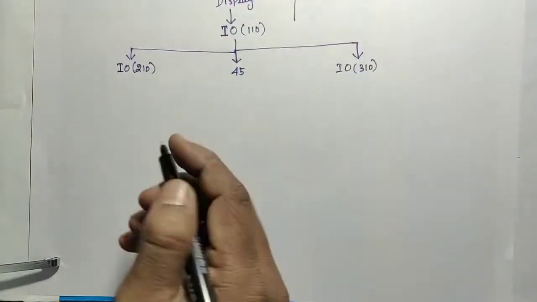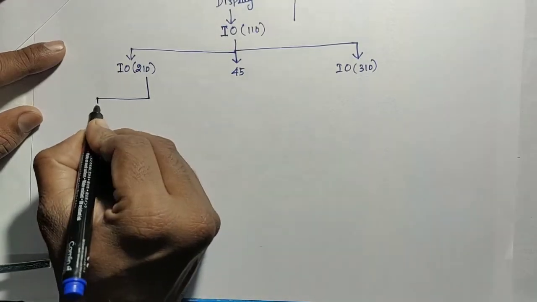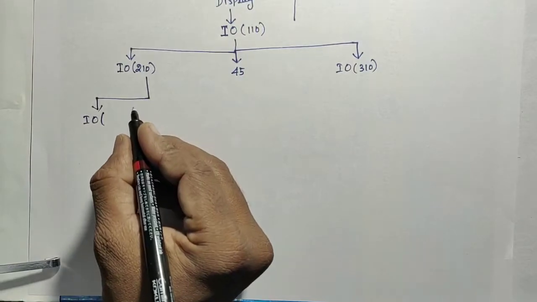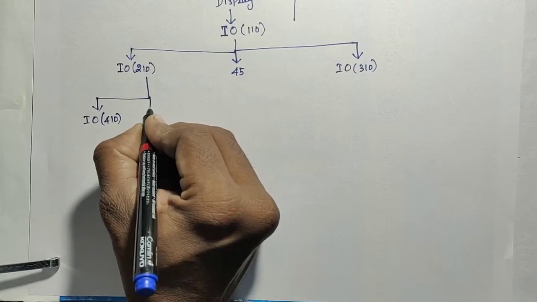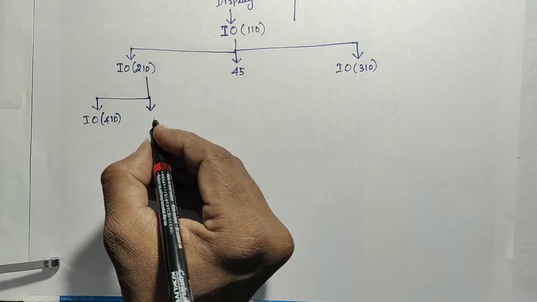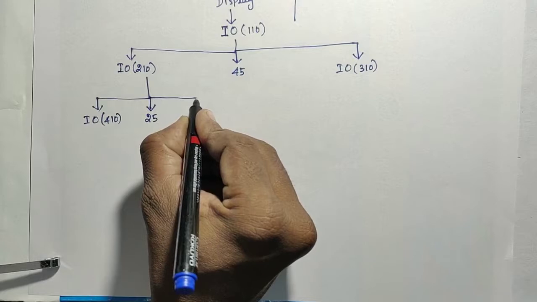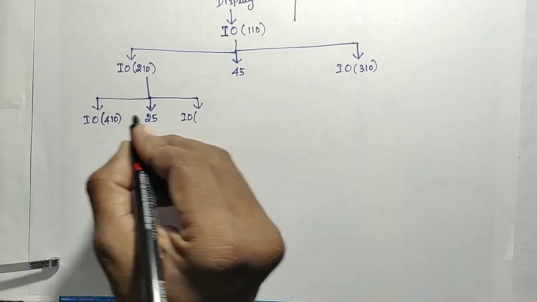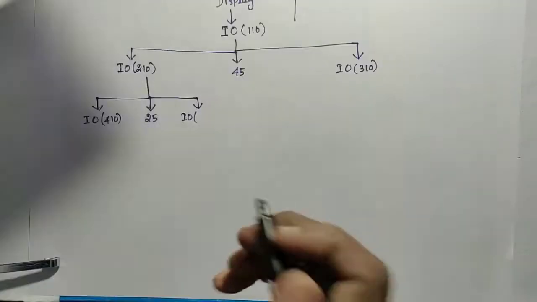Here again it is not equal to null, so the three statements are: in order of left of 210, which is 410. Then we have to print the 210th data, which is 25, so that needs to be printed. Then we need to call in order of right of 210. Right of 210 is actually 510, so I have to call 510.